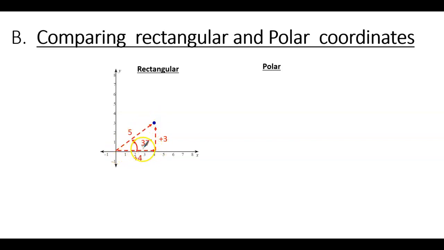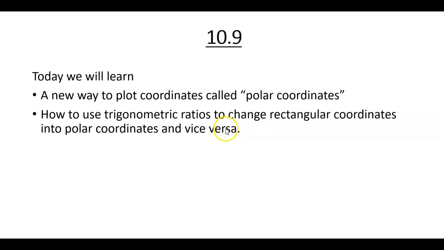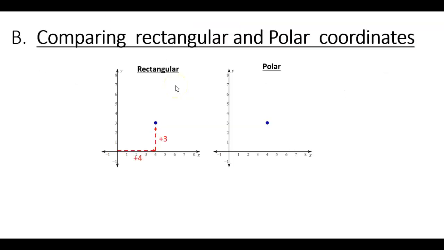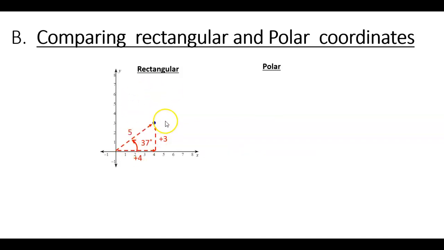Okay, so that's why, let's go back to our objective really quick here for the day. I should talk to you about what our objective was. Told you we were going to learn a new way to plot coordinates called polar coordinates, but we're going to learn how to use trig ratios to change it from a rectangular coordinate into a polar coordinate. So we're going to be changing it from x, y to r, theta. Okay, and we do that using trig ratios because, as you can see, when you put them together, you kind of end up with a right triangle, so you can go from one to the other or vice versa.